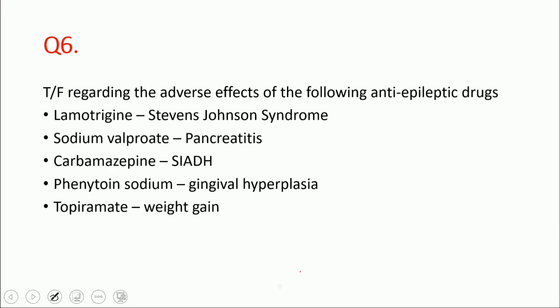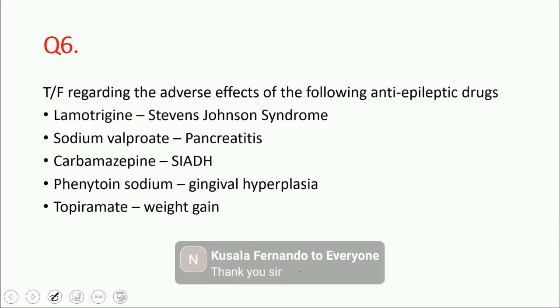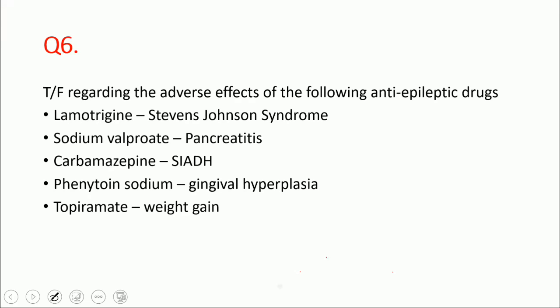Right. Now question number 6 is focusing on adverse effects of antiepileptics. Stevens-Johnson syndrome is very famous. Carbamazepine can't be given for generalized seizures, but it's not a first line drug. It's not very effective, more effective for focal seizures. True or false regarding the adverse effects of antiepileptics.